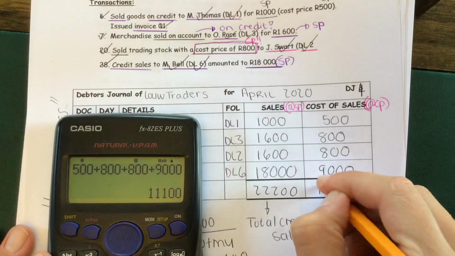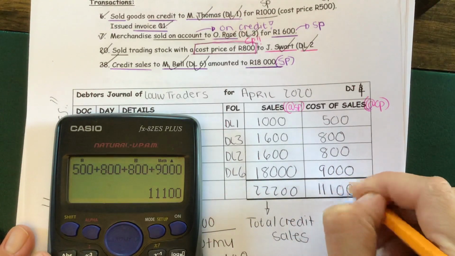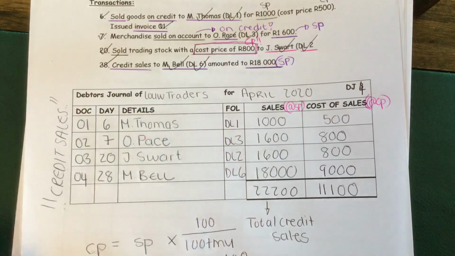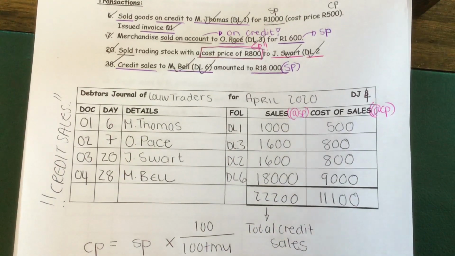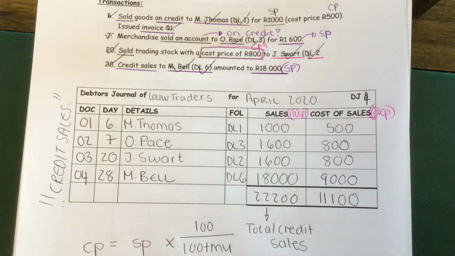And lastly, the cost of sales column. That equals 11,100 Rand.